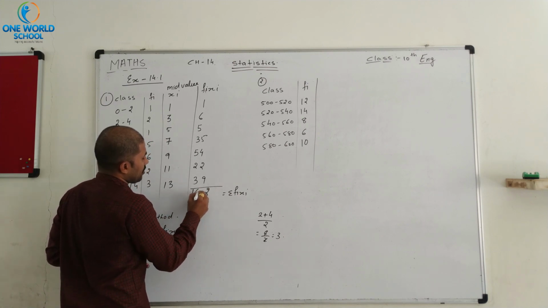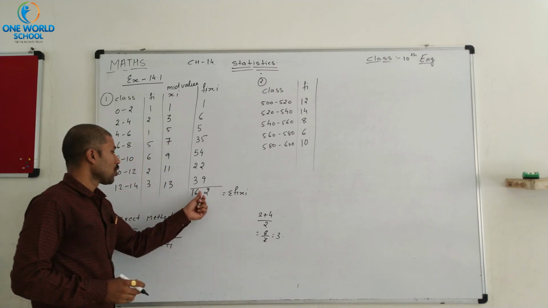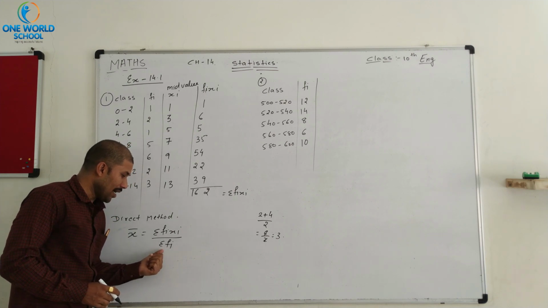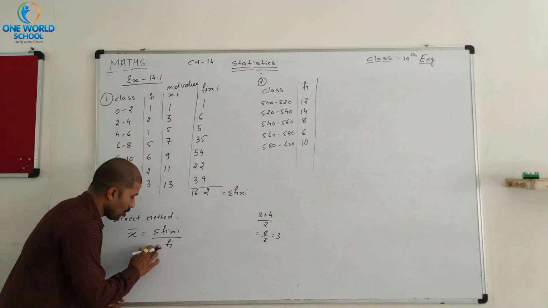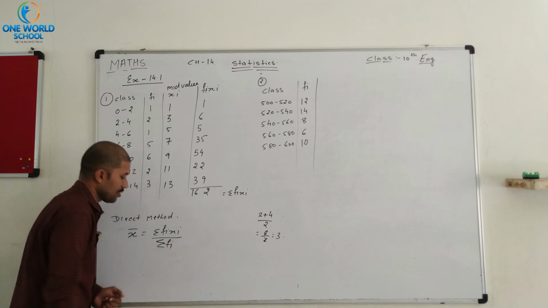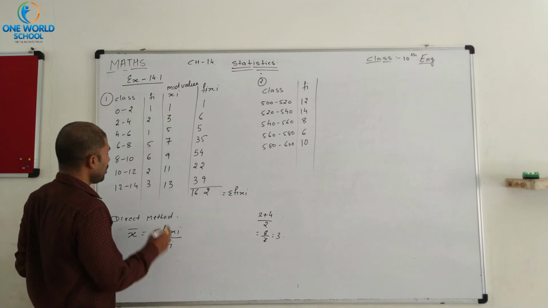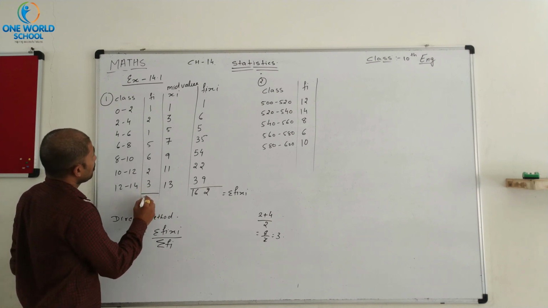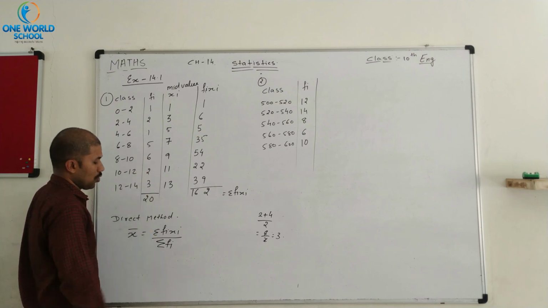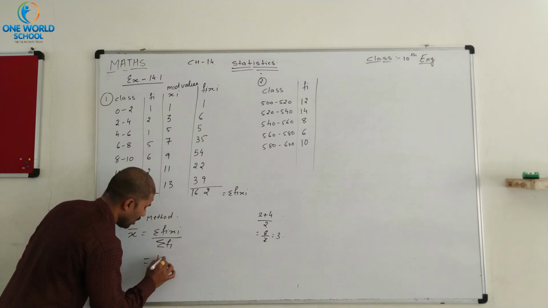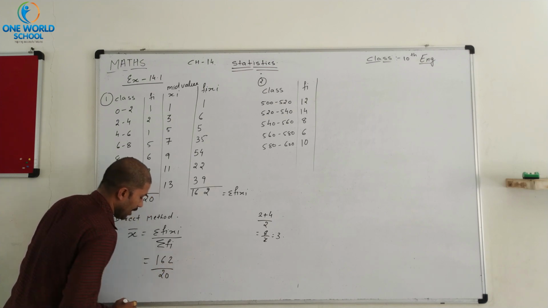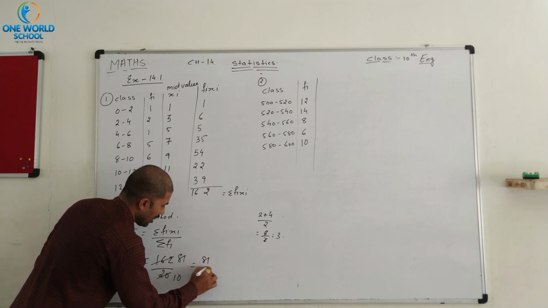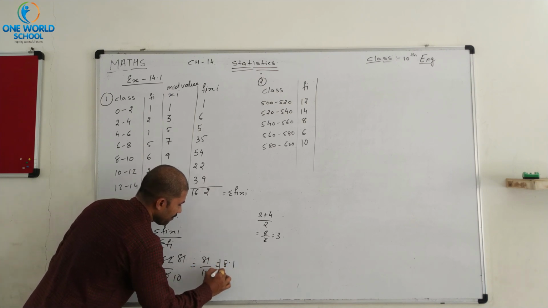162. Similarly, we obtain sigma fi. Sigma means summation. So add all these values. So we obtain 20. Put each and every value. So 162 by 20. So 81 by 10 equal to 8.1.